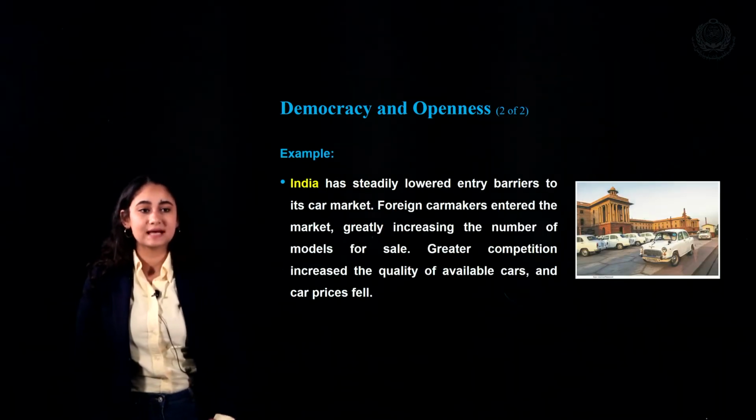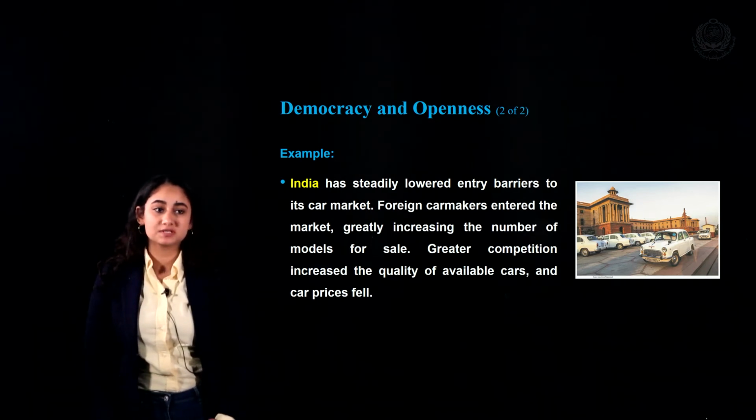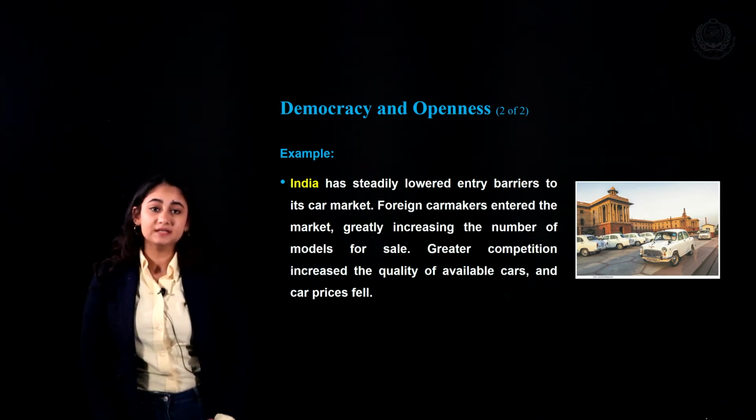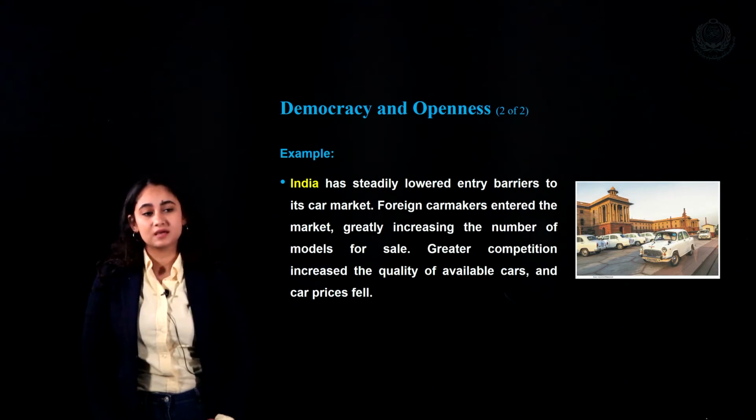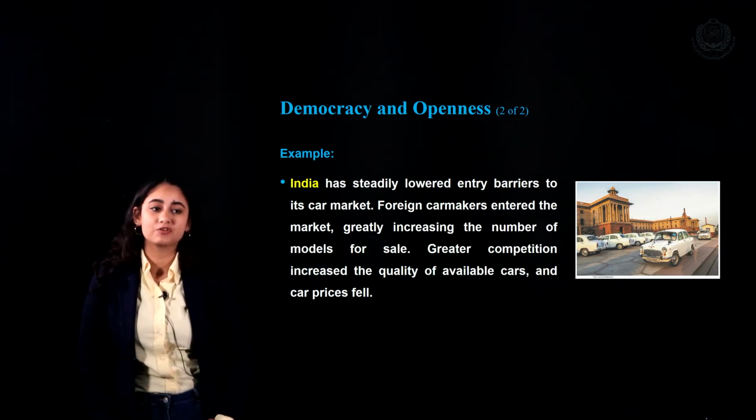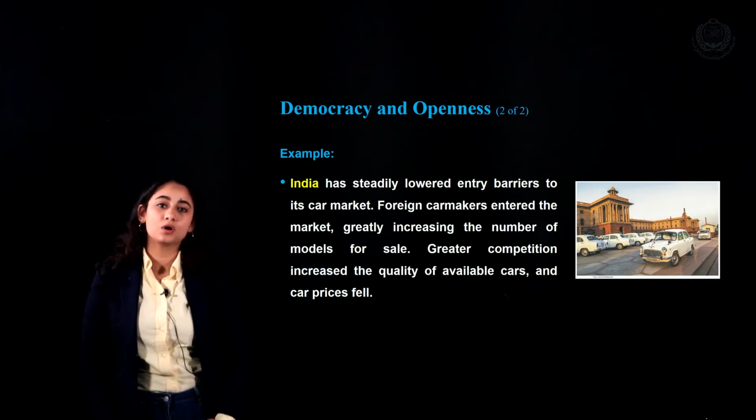You will find an example here given about democracy and openness. In the Indian market, you will see that as they have steadily lowered barriers in the automotive market, the foreign car makers entered the market easily. This increased the number of models for sale. This caused greater competition, and therefore it increased the quality of available cars at lower and more affordable prices.